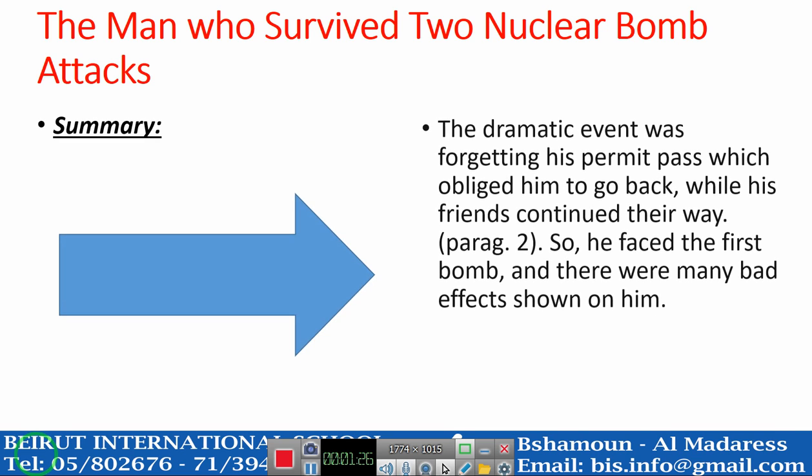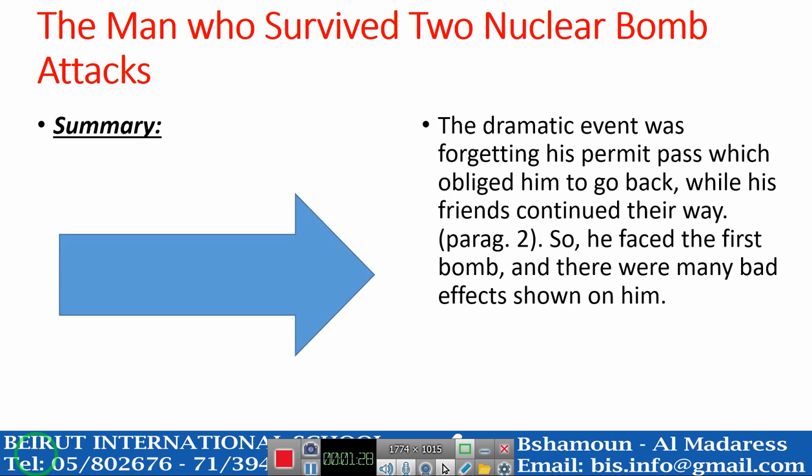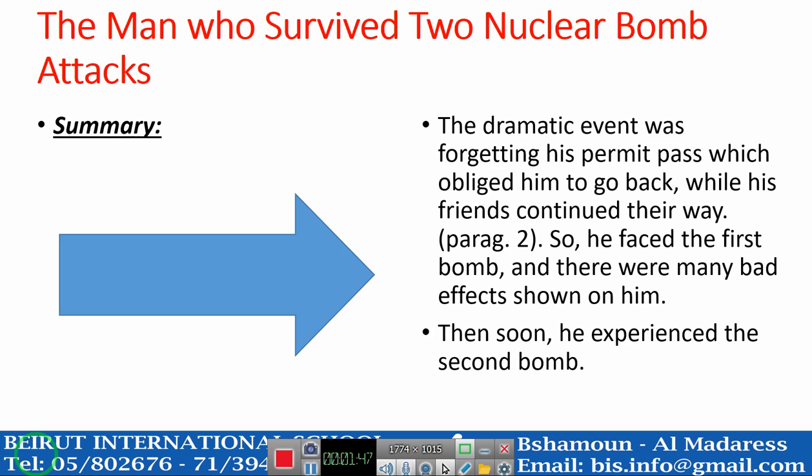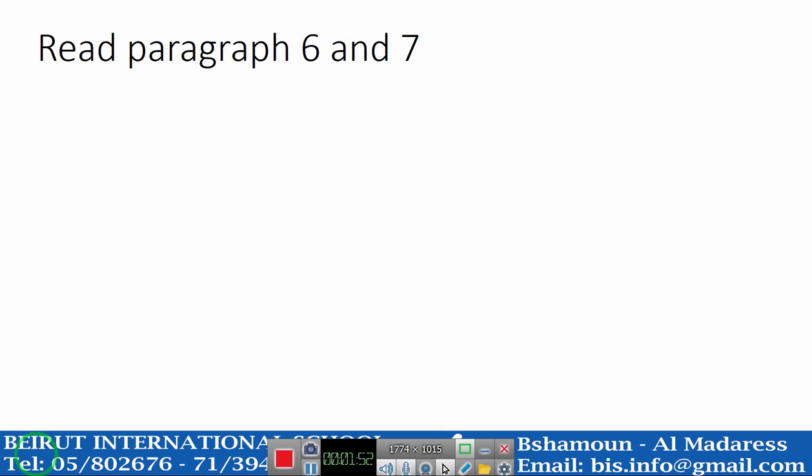Also, we've discussed the dramatic event was forgetting his permit pass, which obliged him to go back while his friends continued their way. This was in paragraph 2. So he faced the first bomb, and there were many bad effects shown on him, especially he lost his eardrum, there were many burns on his body, and he became temporarily blind. Then soon he experienced the second bomb. Now I'm going to continue the other paragraphs which we haven't read yet.